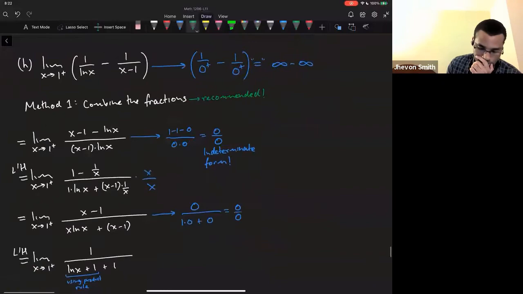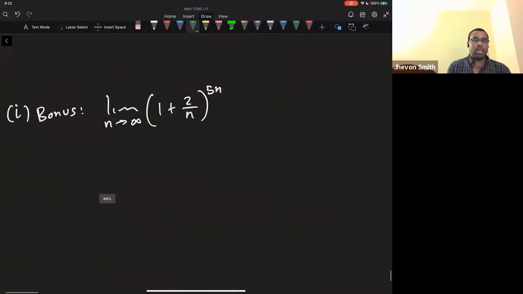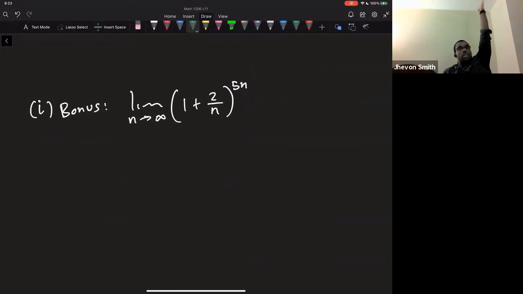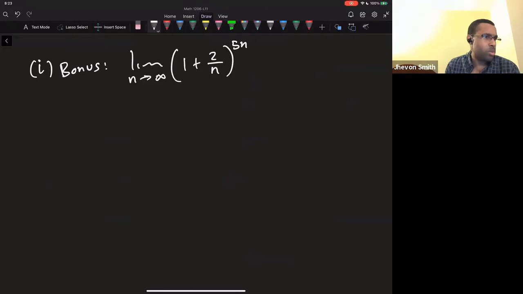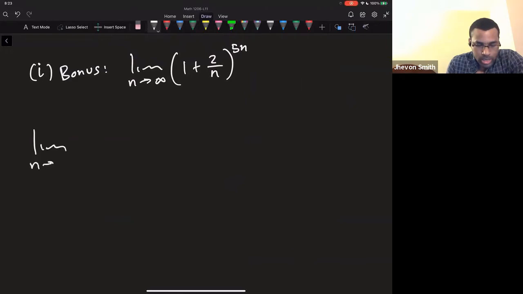But yeah, this one is kind of the same thing as the one that we got with e earlier on. So let's just go through that. I think it's just the last example for L'Hopital's. Yes. And this was the example that was on the test. So here's how it would have looked.